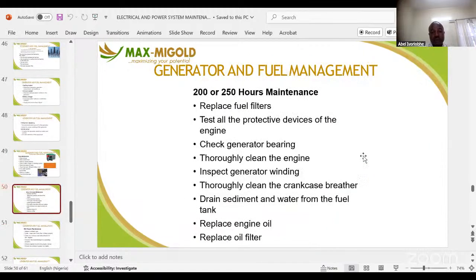So I've told you 250 maintenance, 200 maintenance, as the case may be. These are what you change: the fuel filter, the oil filter, and co. These are what you change.